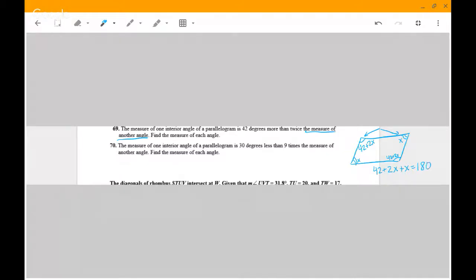A few people said, oh, well, we add up all four of those and they should equal 360. And that's right, because it's a quadrilateral. But so that there aren't as many pieces in your equation, just the top two should add up to 180. So I do 42 plus 2x plus x equals 180. Exactly. And then solve for x.